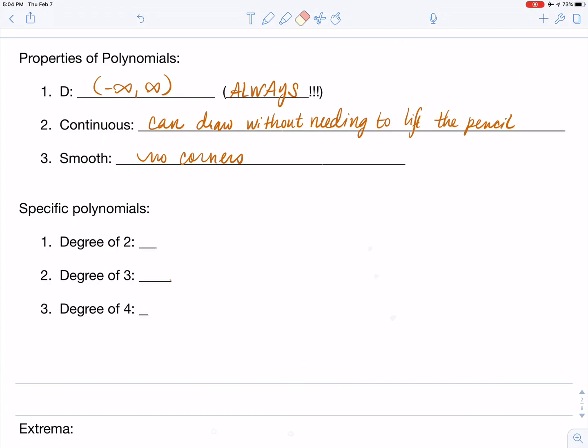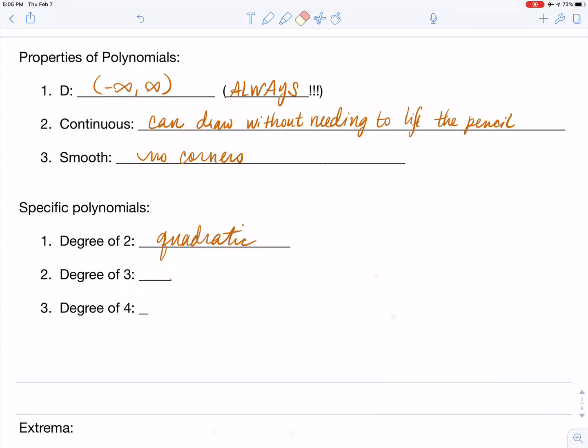Now you also have some specific polynomials that have names to them. If you have a degree of 2, this is going to be called a quadratic. And quite frankly, that should not be surprising to you after just coming out of chapter 3, a whole entire chapter about quadratics. A degree of 3 is called a cubic, and a degree of 4 is going to be called a quartic.